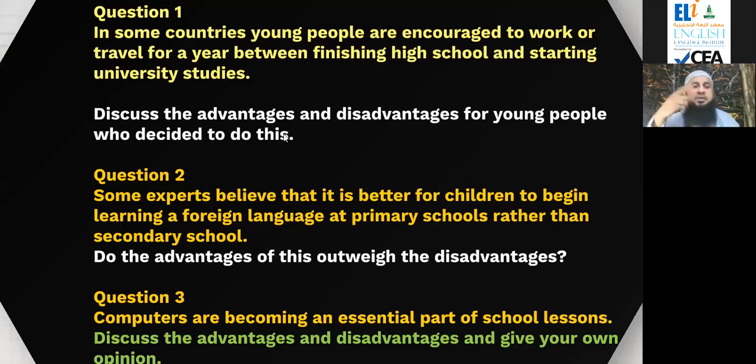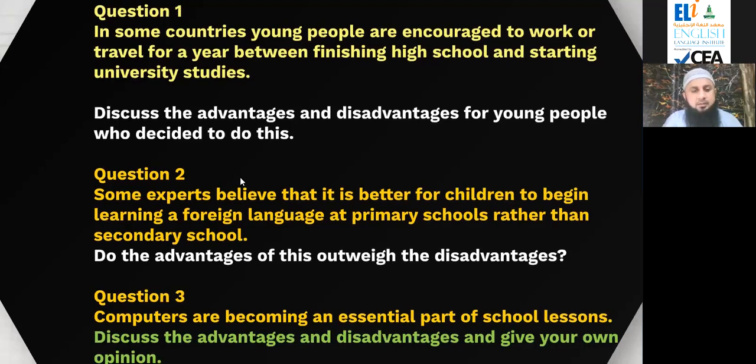Question 2. Some experts believe that it's better for children to begin learning a foreign language at primary school rather than secondary school. Okay, this is the statement. What now? What do you want from me? Do the advantages of this outweigh the disadvantages? This is a different question they ask you. They don't say discuss advantages and disadvantages, but they say, do they outweigh? Means, are they more than disadvantages? This is a different tricky question to confuse you.